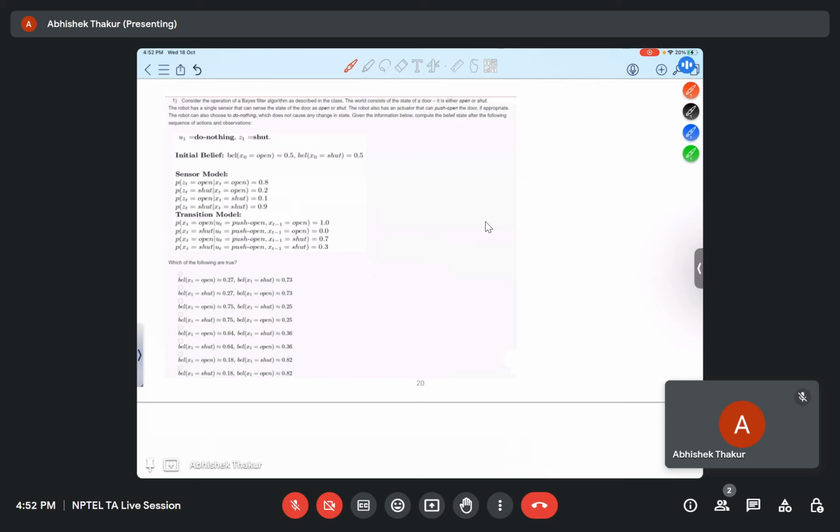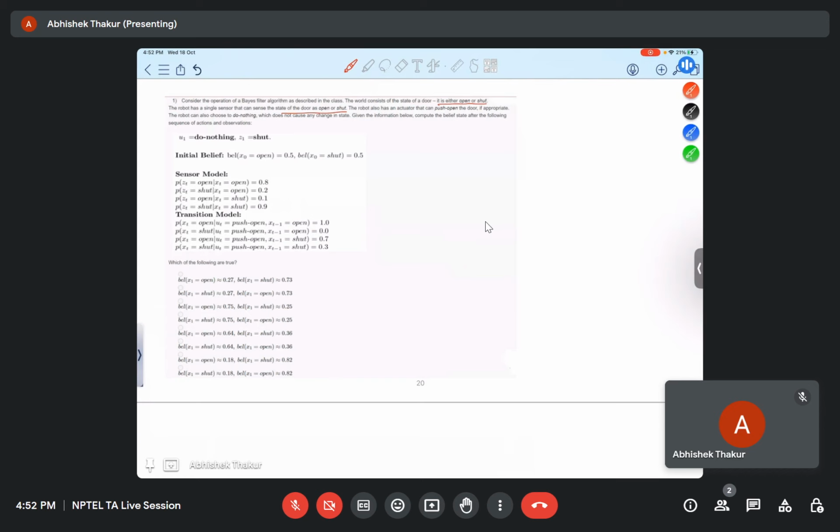So consider the operation of a Bayes filter algorithm as described in the class. The world consists of a state of a door. It is either open or shut. So door is either open or shut. The robot has a single sensor that can sense the state of the door as open or shut. So the robot has one sensor deployed on it. It can sense whether the door is open or closed.